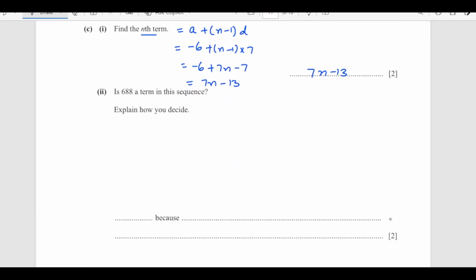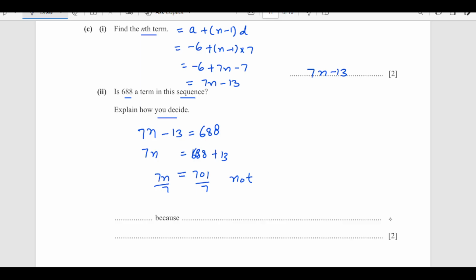Part 2: 688 is a term in this sequence. Explain how you decide. As we have the nth term, let's see. If 688 is a term, then we should get the value of n exactly, right? So 7n equals 688 plus 13, which when you add is 701. When I divide this by 7, we are not going to get an exact answer. It will come in decimals.